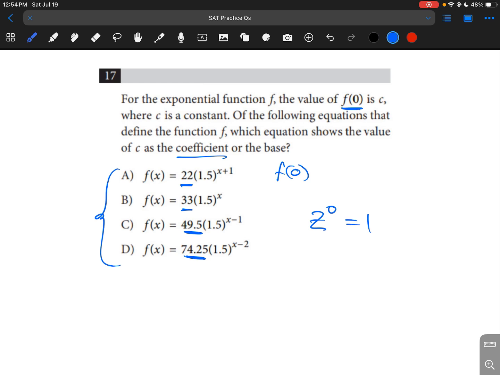So which of these equations can you just plug in 0 for x and spit out the same number that's at the front? And well, that only has to be B, because 1.5 to the 0th power is 1, and so 33 is the only answer, and so f of 0, 33 is its own coefficient. So that's how you would do questions like these.